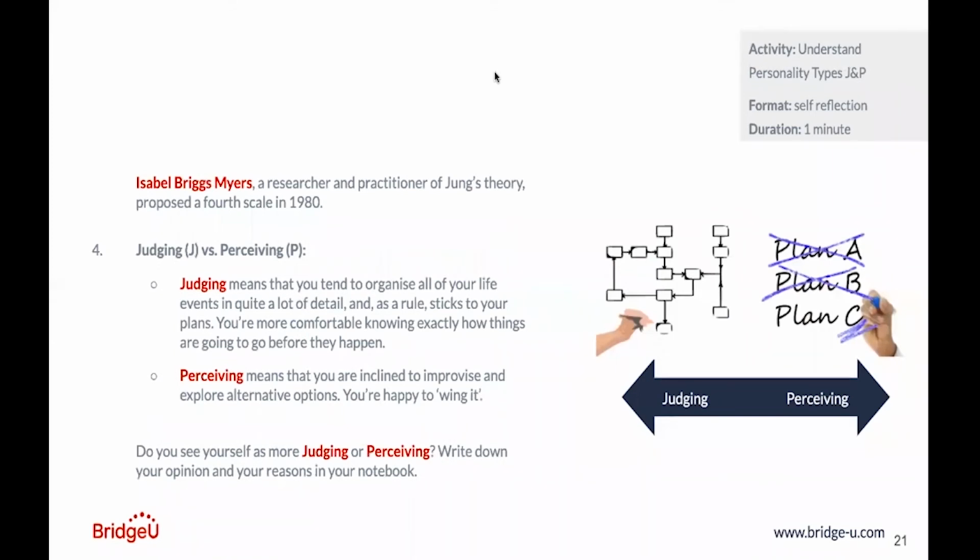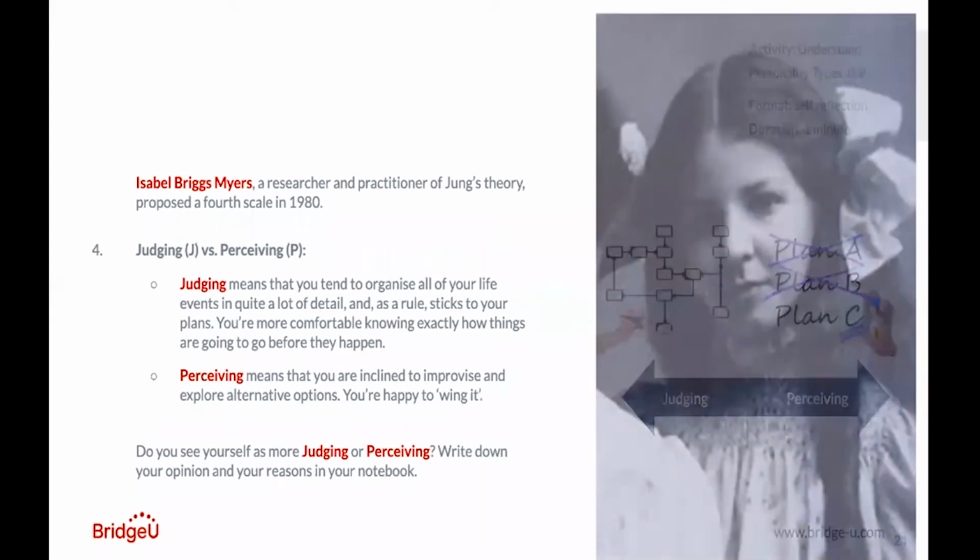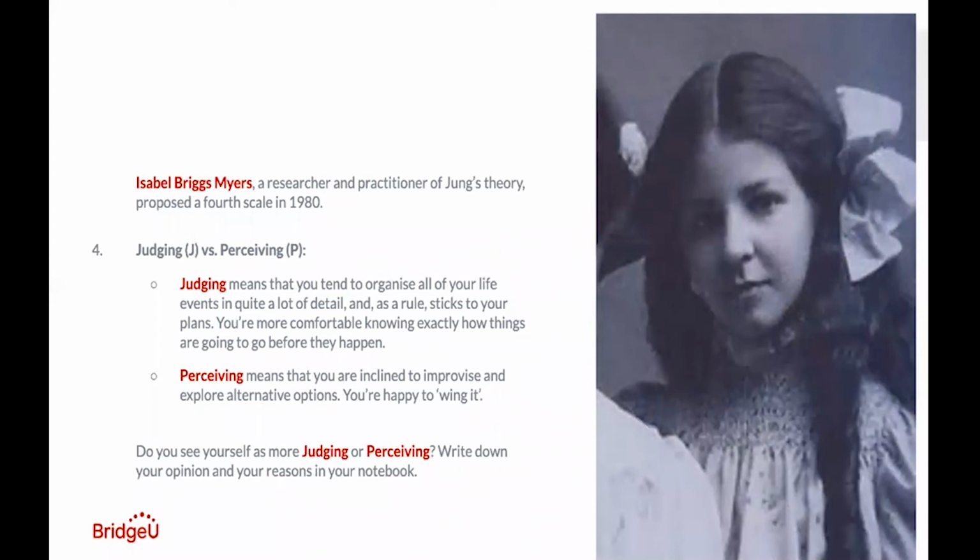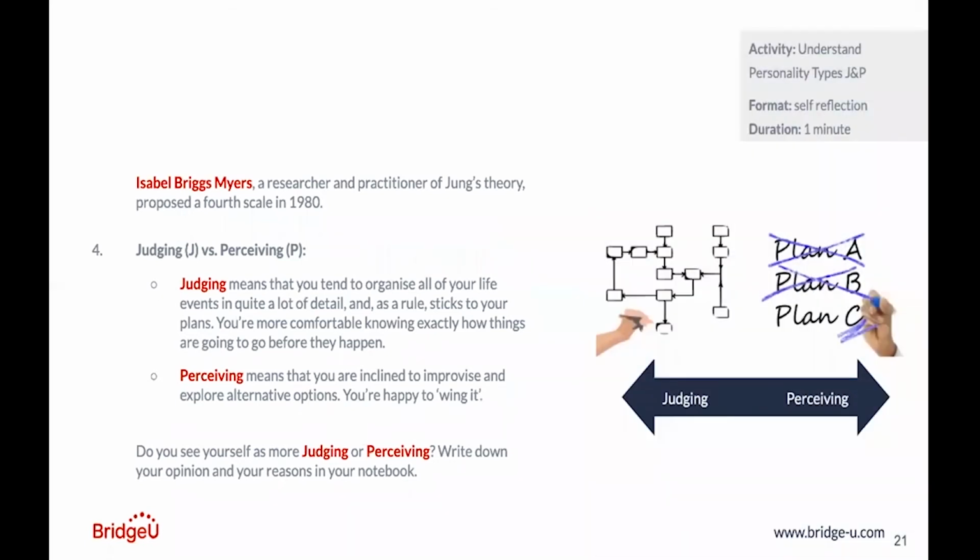In 1980, Isabel Briggs Myers proposed a fourth and final scale, judging versus perceiving. Those that are more judging are very detail orientated. They love to make lists and plans and tend to always stick quite rigidly to those plans. Those that are more perceiving are much less likely to plan things out. They're comfortable winging it and they don't mind going off plan.